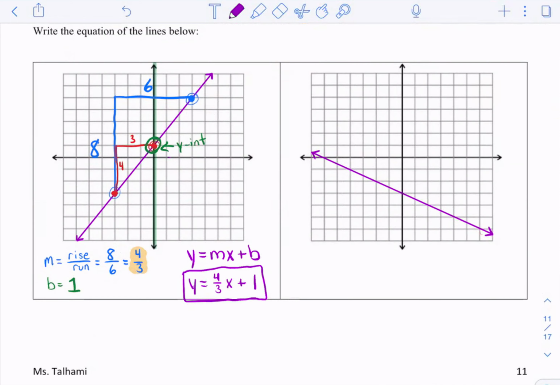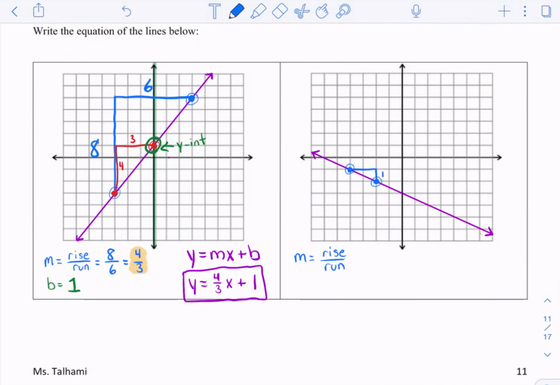Okay, so let's do this again. M equals rise over run. Picking any 2 points on this graph. We're only picking points that are really in the middle of 4 boxes. Okay. So we're going to start with the lower point so that we can rise. We're going to rise 1 and run to the left 2.